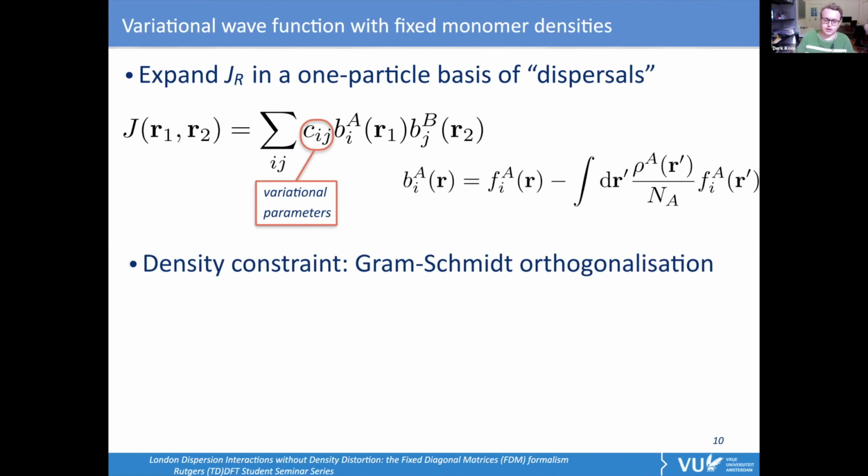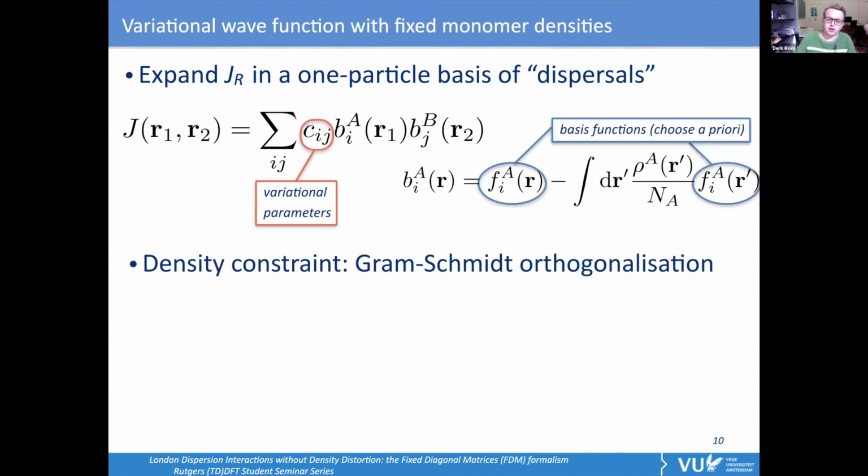So how does that work? These functions b are actually written in terms of another set of functions f, and we subtract this integral of f with the density. And using this trick, you get that whenever you integrate this dispersal b with the density, you get 0. So it's basically, for orbitals, this would be Gram-Schmidt. And then, of course, there are these functions f, which need to be chosen a priori. They're really a basis for this dispersal space.